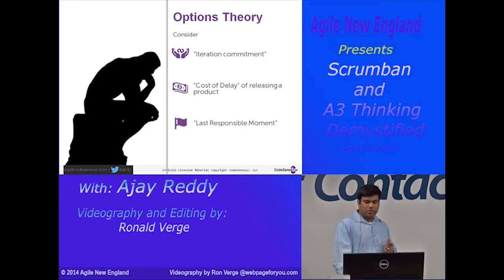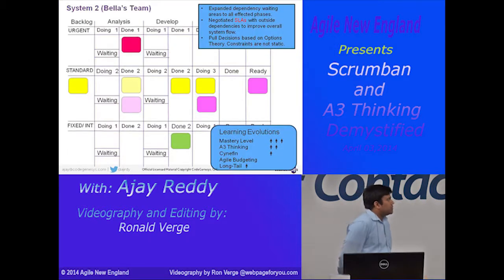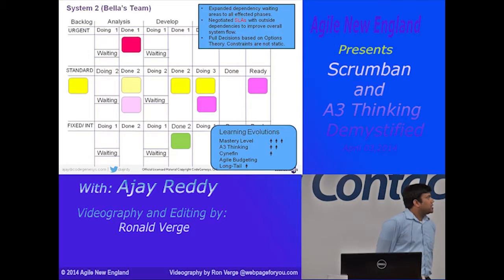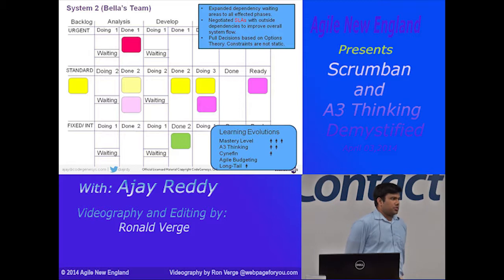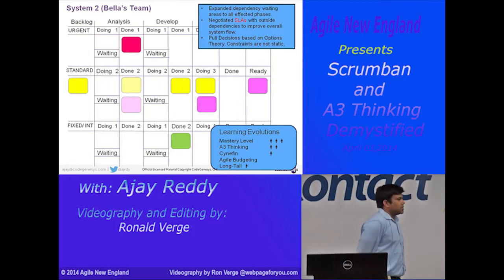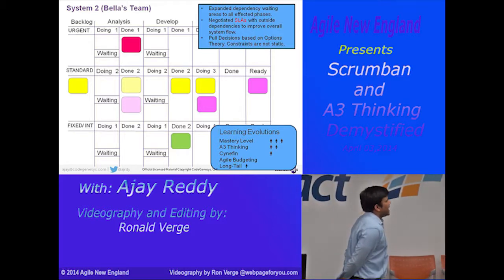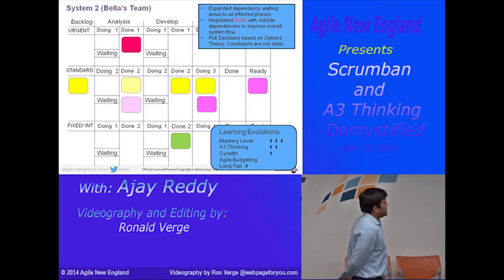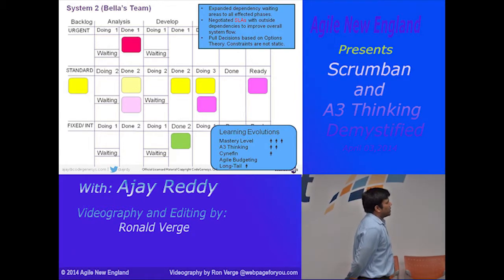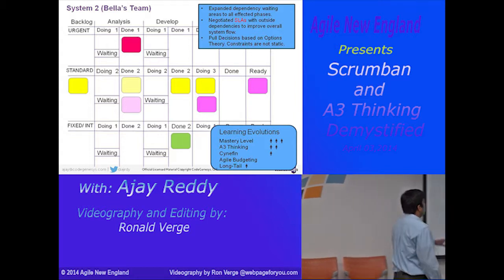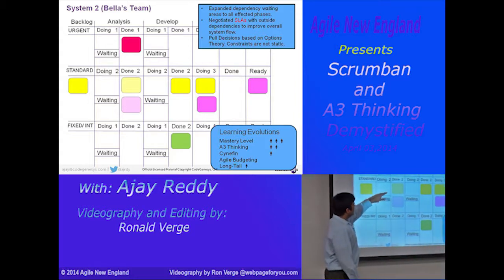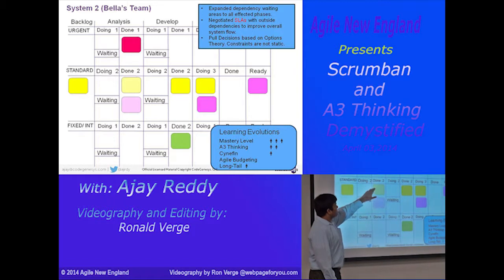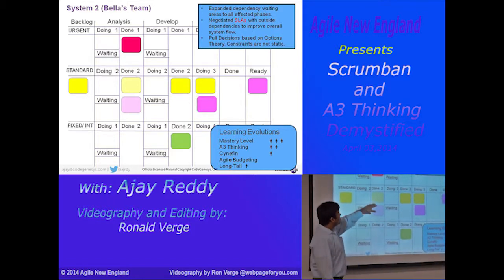Applies to iteration commitment, cost of delay of releasing a product, last responsible moment. Palestine was applying options theory to make pull decisions. So this is a continuous flow Kanban board, and you'll see that they have backlog, analysis, development, testing, and so on. And what these people were doing was that, for example, here in the standard class of service, in the done column of analysis, there's 2.